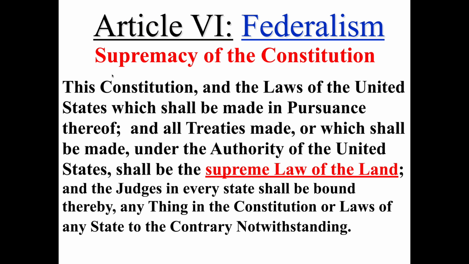So, as I alluded to earlier, we've touched on this, but you need to know that it is in writing in the Constitution. Article 6 deals with federalism. In our brand of it, you have a stronger national government, followed by the subordinate state governments. So if you look at the wording, this is what we call the Supremacy Clause, the supremacy of the Constitution. This Constitution and the laws of the United States, which shall be made in pursuance thereof, and all treaties made or which shall be made under the authority of the United States, shall be the supreme law of the land.